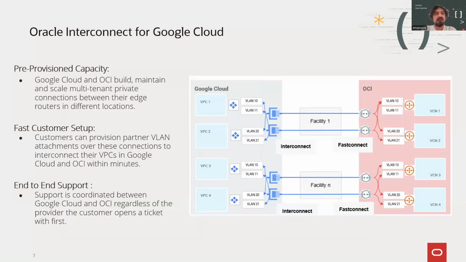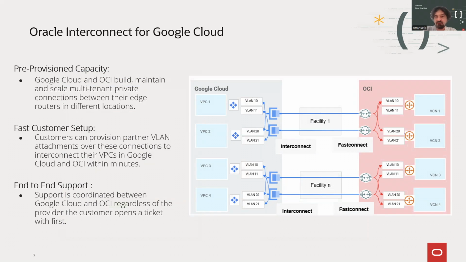We're really talking about a few minutes, and you will see an example in the demo, because from Google side, it's the same swim lane, the same workflow that you use to create a Partner Interconnect attachment. So you create the pairing keys and then use the pairing keys on the Oracle console. And of course, as Ejaz was also saying, there is support coordinated between us and OCI to make sure the service is up and running and to troubleshoot.